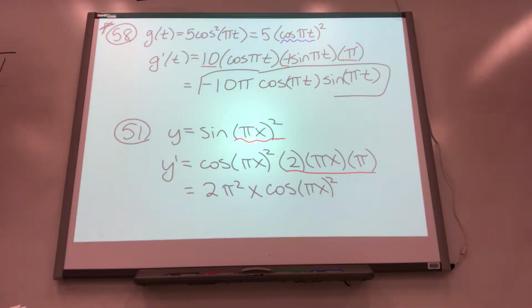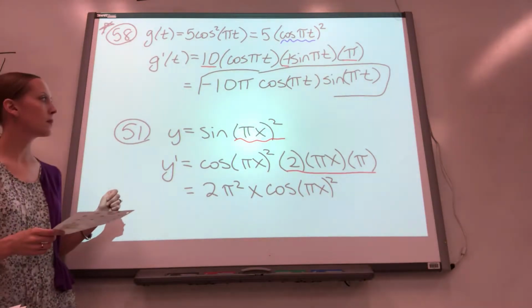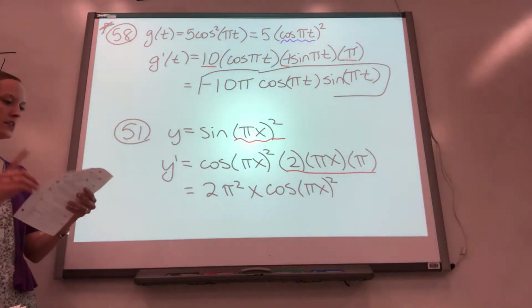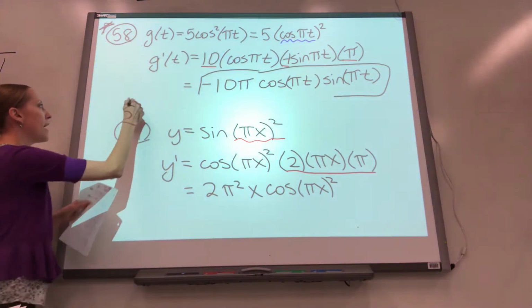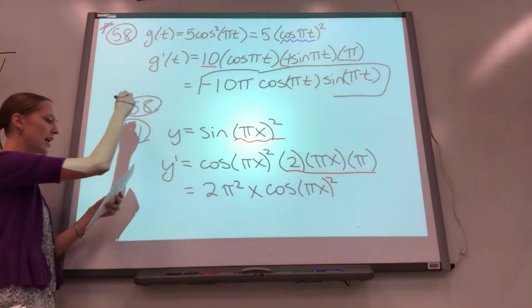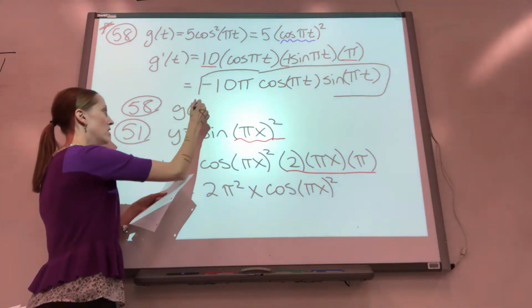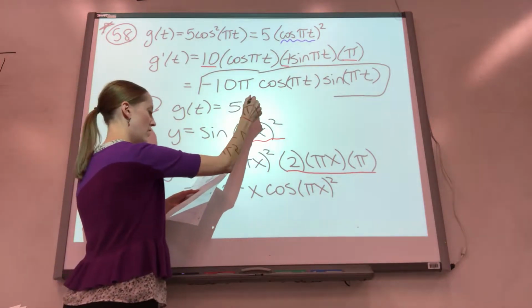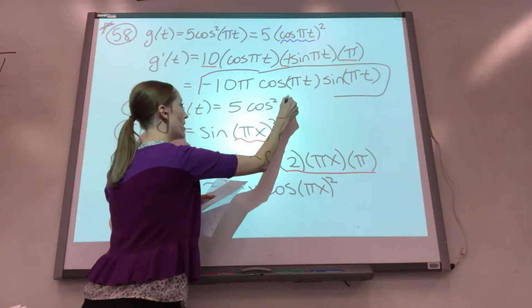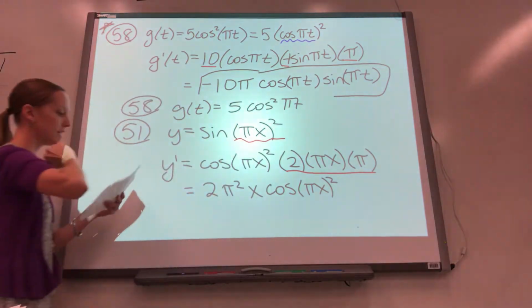Question: why can't you just do that one like 58? 58, good question. It goes back, and I'm going to put 58 right above it here. It was g of t equals 5 cosine squared of pi t.